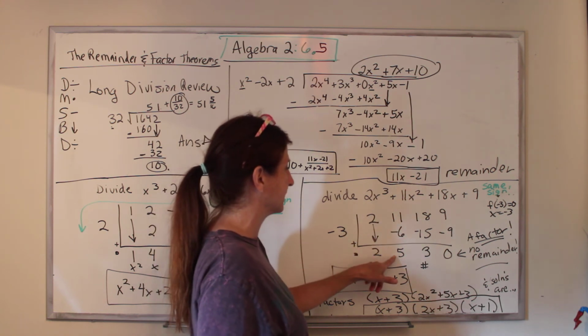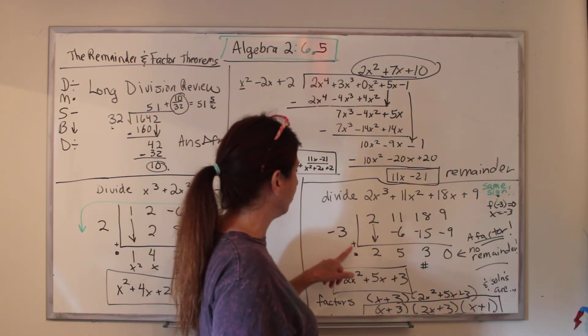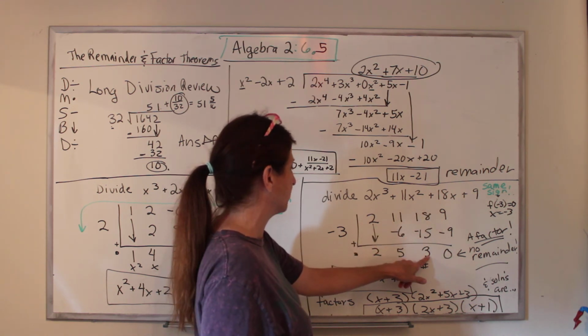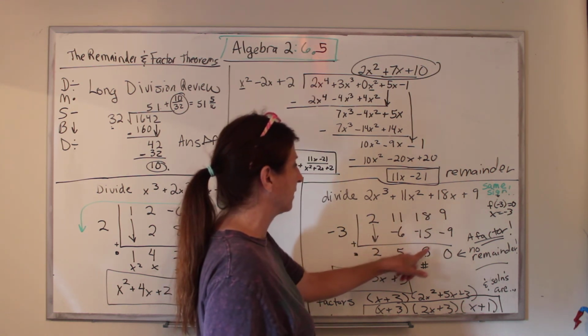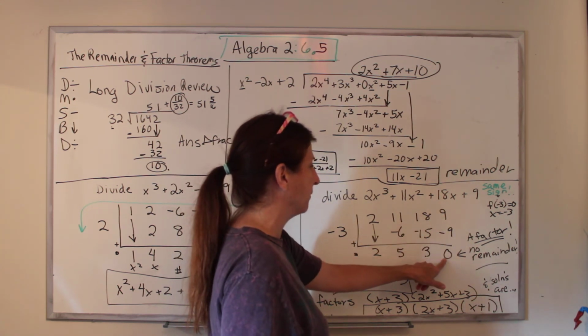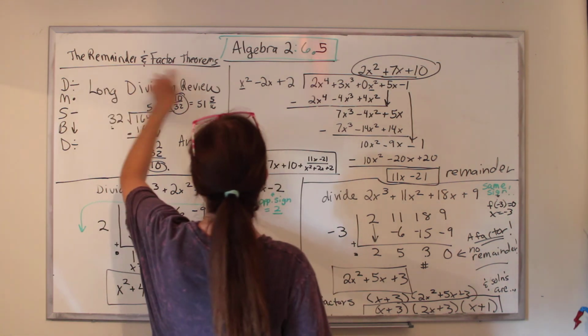Negative 3 times 2 is negative 6. 11 plus negative 6 is 5. Negative 3 times 5 is negative 15. 18 plus negative 15 is 3. 3 times negative 3 is negative 9. And negative 9 minus 9 is 0. Now, notice how it's called the remainder and factor theorem?